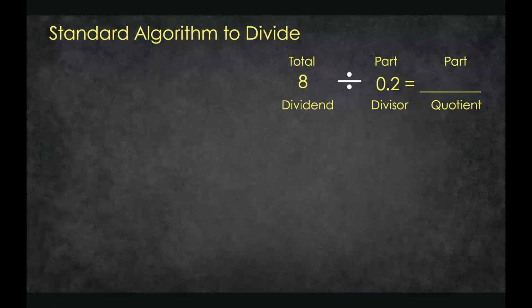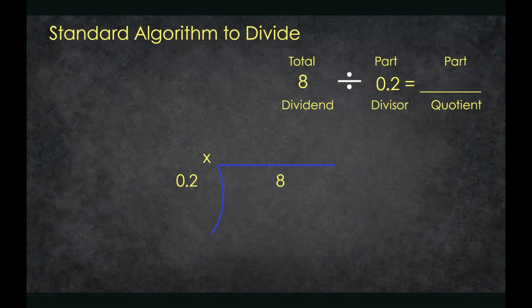in the divisor. Now, if you remember in our last video where we talked about when we divide by a decimal, and there's a decimal in the divisor like there is in this problem, our number is going to get bigger. So if I have 8 wholes and I'm making groups of 2/10, how many groups of 2/10 fit into 8 wholes? It's going to be a larger number than 8.